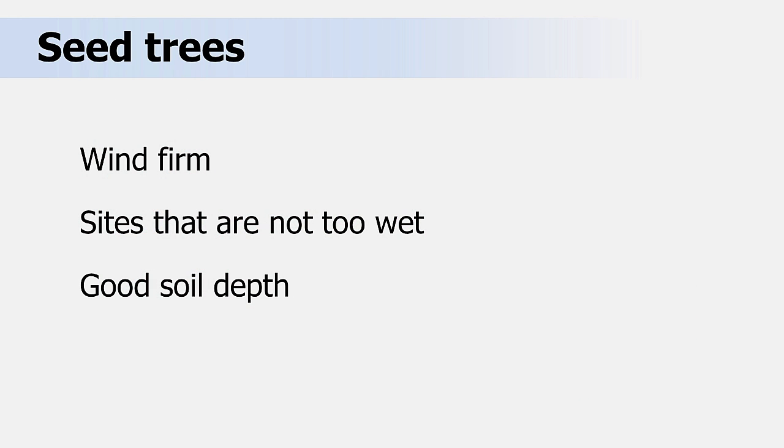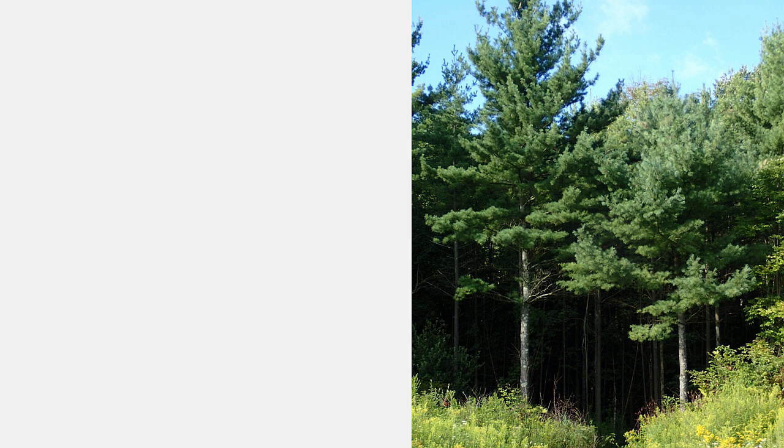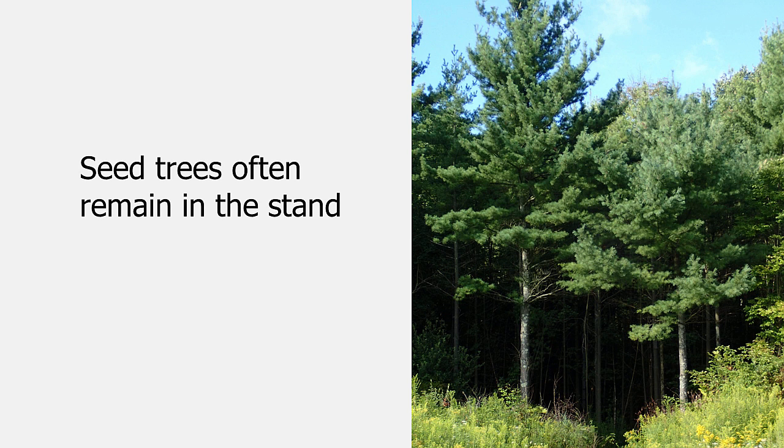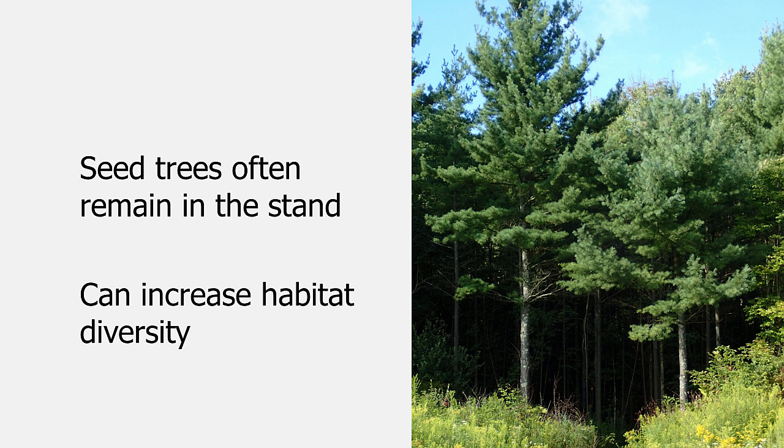When choosing seed trees, it is important to look for species that are wind-firm on sites that are not too wet and have good soil depth. Use soil surveys as a source of information for evaluating wind firmness. After dispersing their seed and the seedlings are well established, seed trees often remain in the stand. This adds another age component of trees to the next stand, which can increase habitat diversity in both the short and long term.